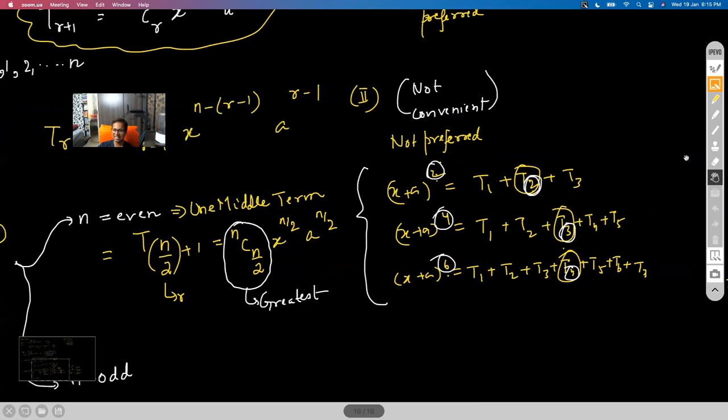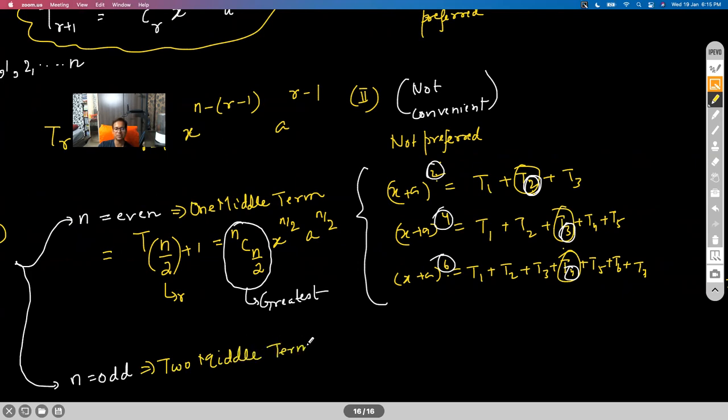Nikhil again, once again, very good, Nikhil. So here you will have two middle terms. We had one middle term in case of even, but we'll have two middle terms in case of odd. And what will be those terms? As you rightly said, Nikhil, it will be the T(n+1)/2 th term and the T(n+3)/2 th term.